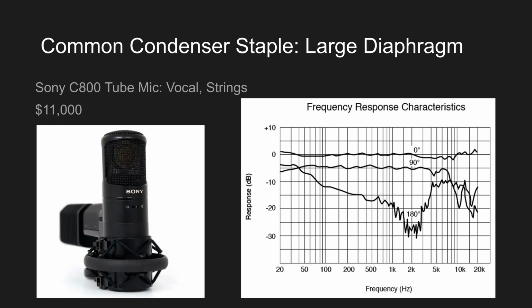This one is a C800. This has a tube in it. It's good for vocal. It's good for strings. You can see the price tag on it, $1,100 or $11,000. It's a little expensive, but this is kind of the quintessential rap, hip hop mic. It has very fast response. So this is one that like Dr. Dre uses and Eminem uses.